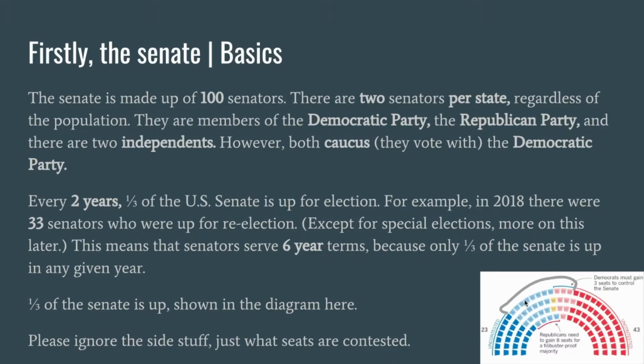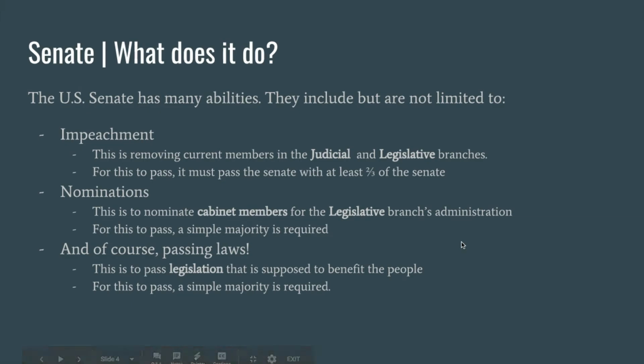So as you can see here, in 2018, these are the senators that were up this year. All of these senators were not up for re-election, and then these senators that I've highlighted right here were up for re-election. Right. So the Senate, what does it do?